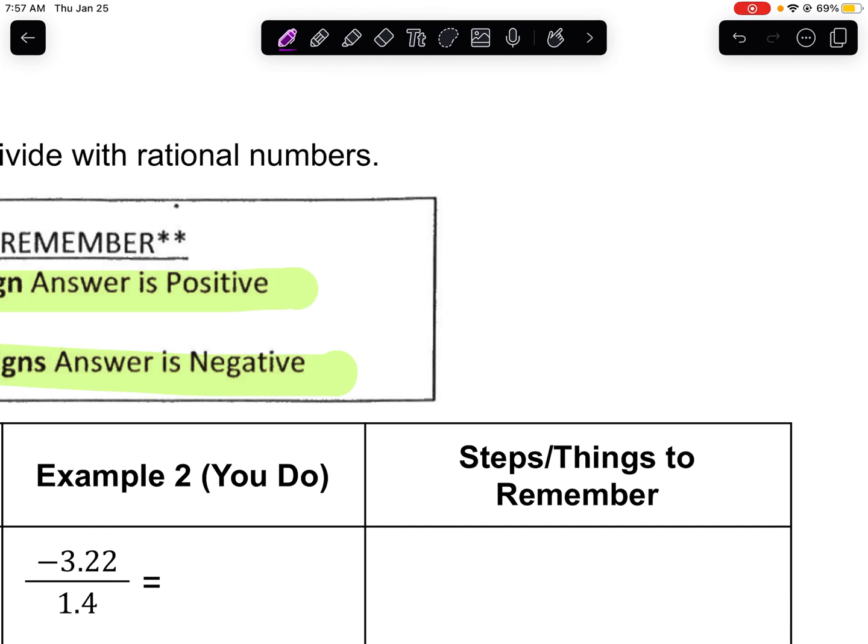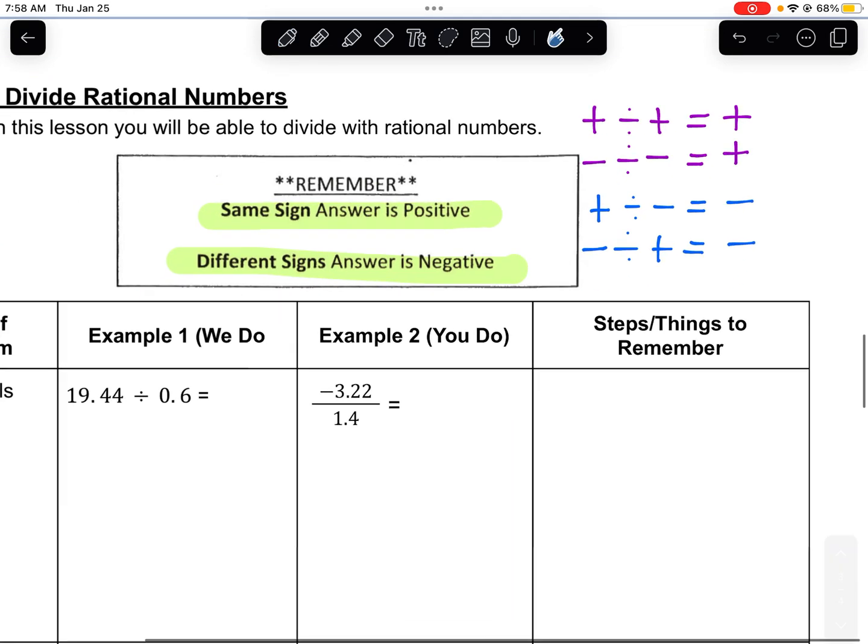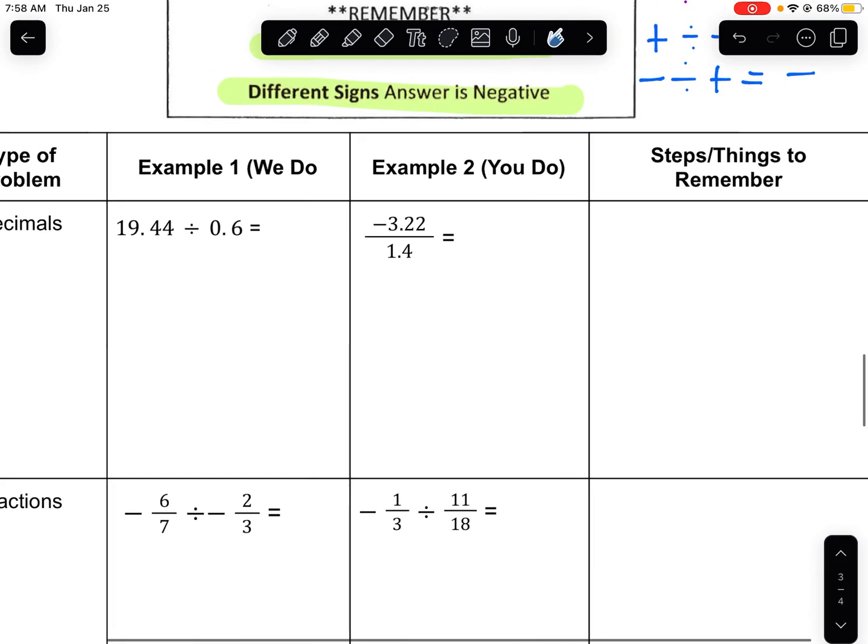If we take a positive and we divide it by a positive, we are going to get a positive number. If we have a negative and we divide it by a negative, we are going to get a positive. And then if we have a positive divided by a negative, we're going to get a negative. Or if we have a negative divided by a positive, we're going to get a negative. So there's your rules. Let's go ahead and start looking at the first set of examples on decimals.